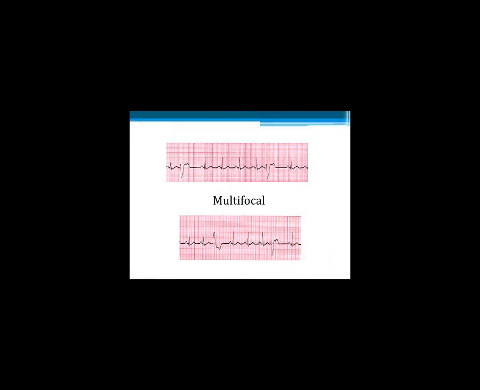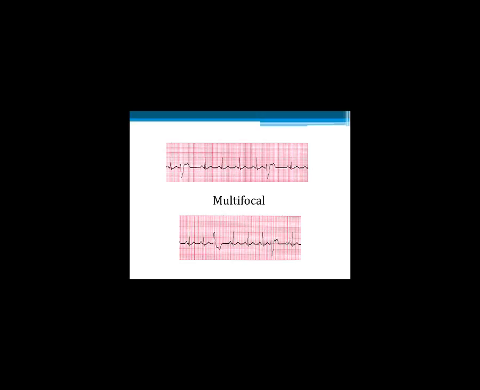So the very top strip is unifocal. They look exactly alike. That means it's coming from the exact same spot on the heart. It's just irritating it at the same exact place, so the beat will look the same. This bottom rhythm is multifocal PVCs because this PVC looks nothing like this PVC, but it's happening in the ventricular complex, so you know it's a PVC. So unifocal is at the top because they look exactly alike, and multifocal down at the bottom is coming from different places.